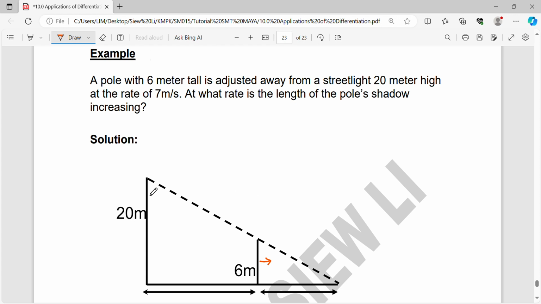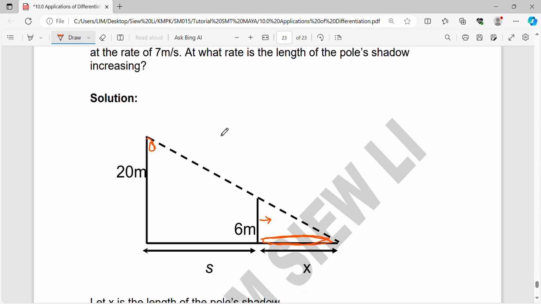So imagine this is your straight line. When you have light here on this pole, this is the shadow. This is the pole shadow falling on the ground. So at what rate is the length of this pole shadow increasing?